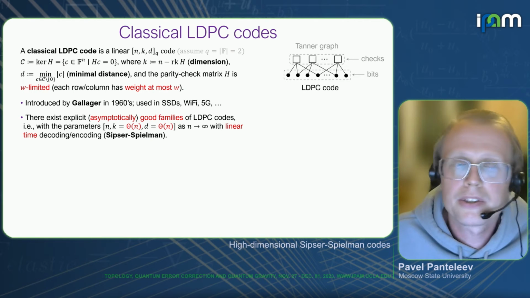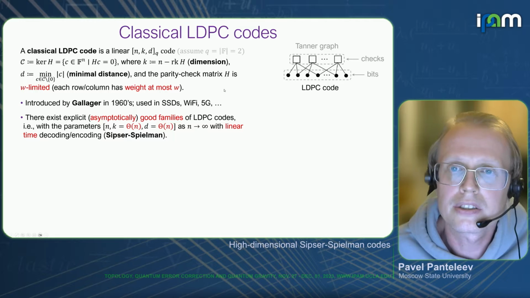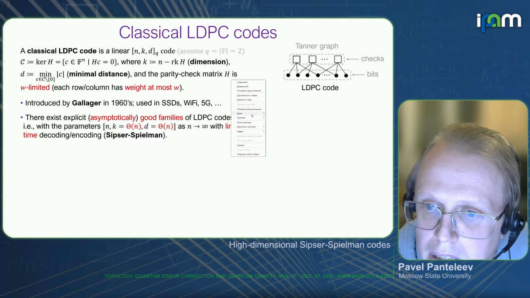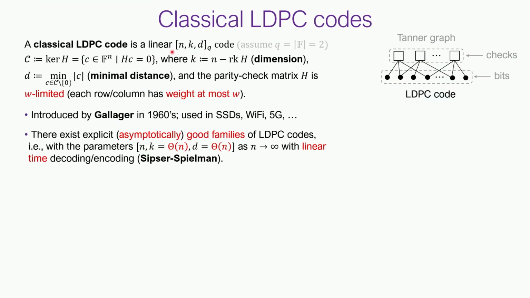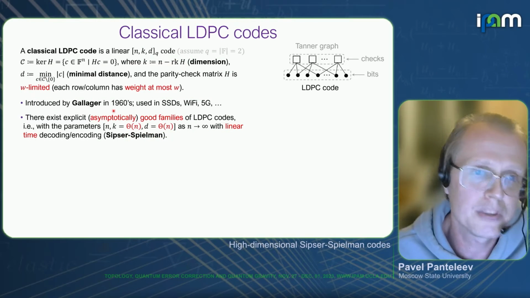Okay, a classical LDPC code is just a linear code. So it's just a classical code with a sparse parity check matrix. It means that we have a system of linear equations, and we have a very sparse system of linear equations. By sparse, I mean that in each row and each column of this matrix H, we have only a constant number of non-zero entries. As any linear code, it has some standard parameters like dimension and minimum distance.